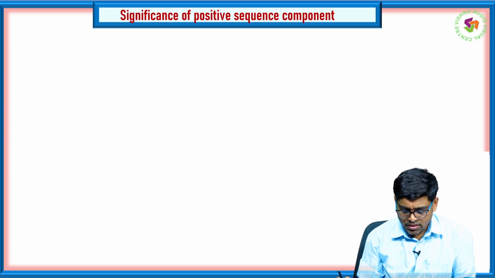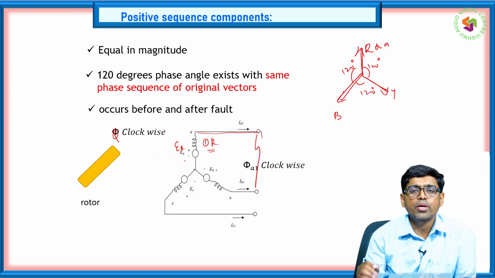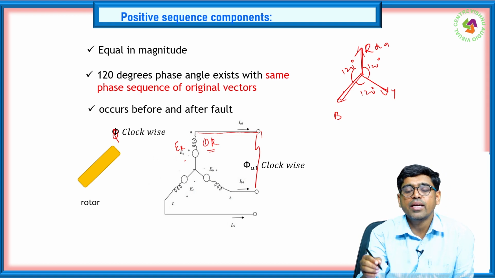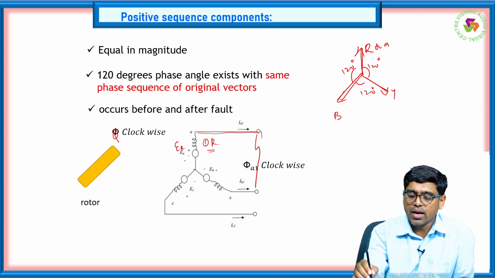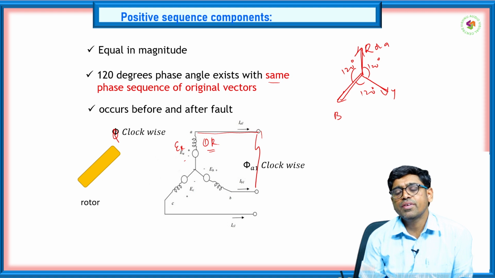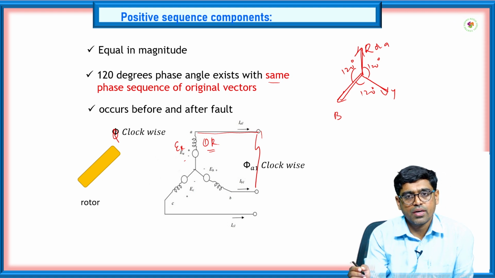After the fault also this positive sequence component exists. And what is the significance of the positive sequence component? Positive sequence component means it is equal in magnitude, with 120 degree phase displacement, and it has the same phase sequence as the original vector, and it will occur before and after the fault.